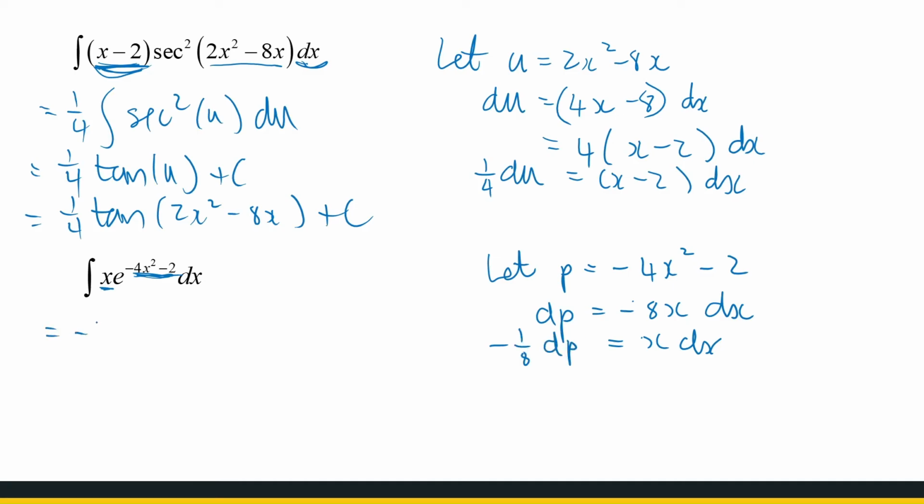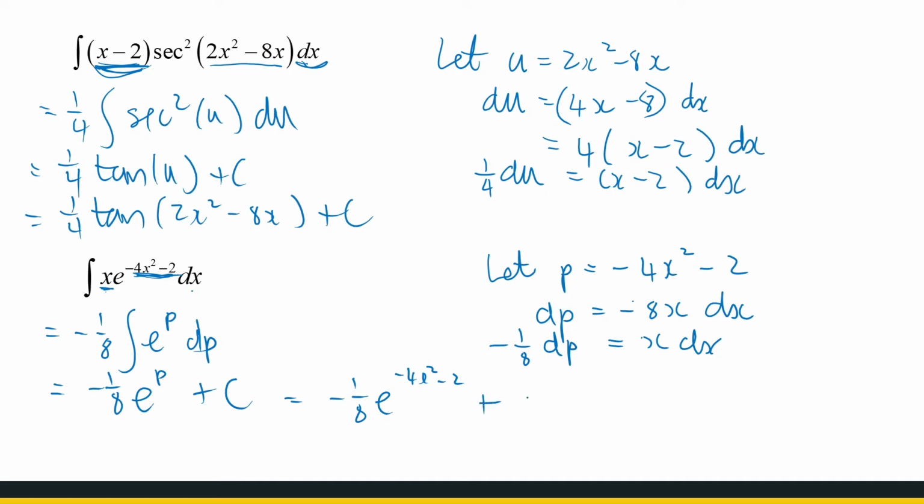So that is minus 1 over 8 times the integral. The x dx gets swallowed up by the minus 1 over 8 dp. So I've got e to the power p dp. Yet again, we love that one because we love integrating e. That's e to the power p plus c. So that gives us minus 1 over 8 e to the power minus 4x squared minus 2 plus c.